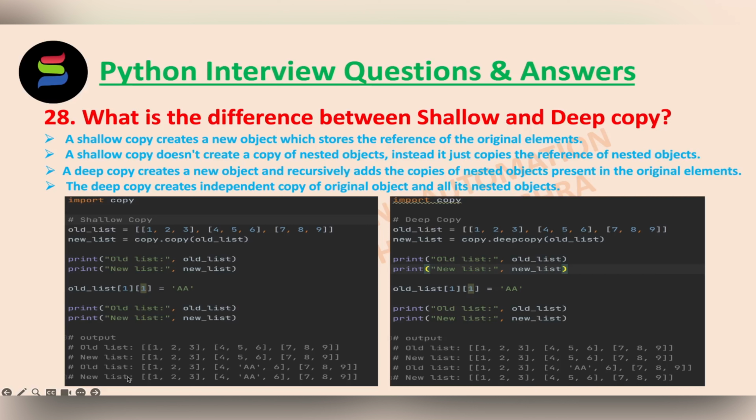So it is not updating in the new list, but in the shallow copy it was updating. Whatever was present in the old list was updating in the same way. That is the major difference between shallow copy and deep copy. In deep copy it creates an independent copy of the original objects and all its nested objects. That is the major difference between shallow copy and deep copy.